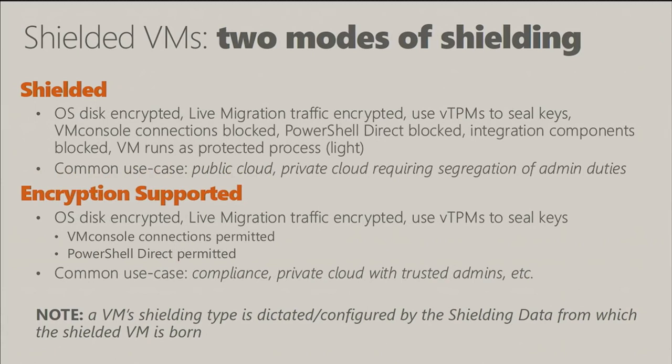Two modes of shielding exist. The first is called shielded. This is the super strong one. It is the one where you have partial trust in the Fabric infrastructure or no trust whatsoever. It's suitable for public cloud and private cloud use cases. The private cloud use cases would be where you're trying to separate duties. You want that strong segregation of duty between a Fabric admin and an Active Directory domain admin. This would provide that. The second one, we call it encryption supported.